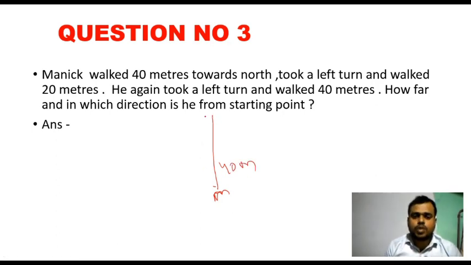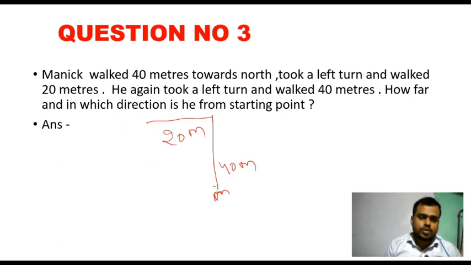And after that he took a left turn. Left turn means what? When the person is directed towards north, our left is the person's left, our right is the person's right. When the person is directed towards south, the direction is opposite. That means our left is the person's right and our right is the person's left. We just have to remember this. Now he took a left turn and walked 20 meters. After reaching this point, this is 20 meters.